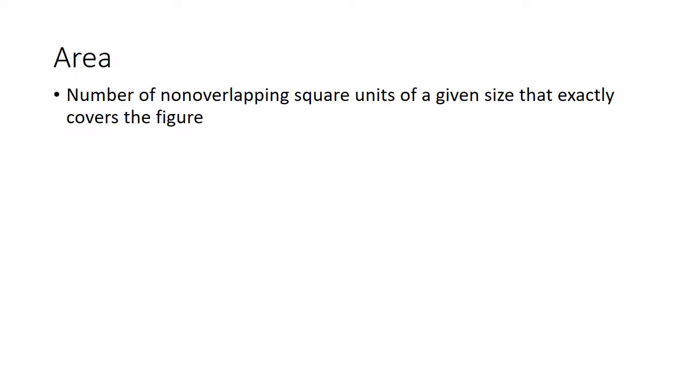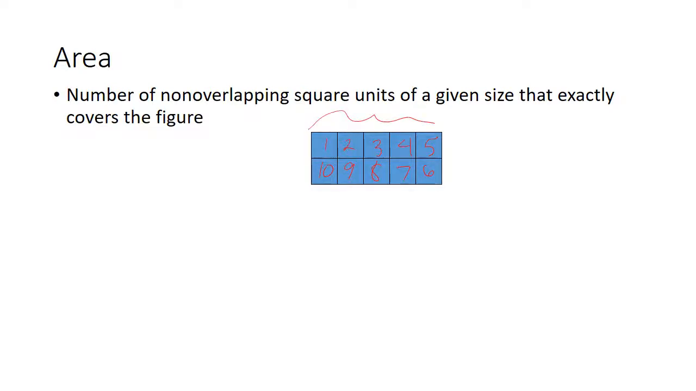For area, it's how many non-overlapping square units of a given size cover a figure. So if we have a rectangle and we were to use square units to figure exactly how much covers that, then that would be 1, 2, 3, 4, 5, 6, 7, 8, 9, 10. The area of this figure would be 10. So if you look at it as a rectangle that way, we can see that we have 5 units going lengthwise and 2 units going widthwise, and so 5 times 2 would be 10.